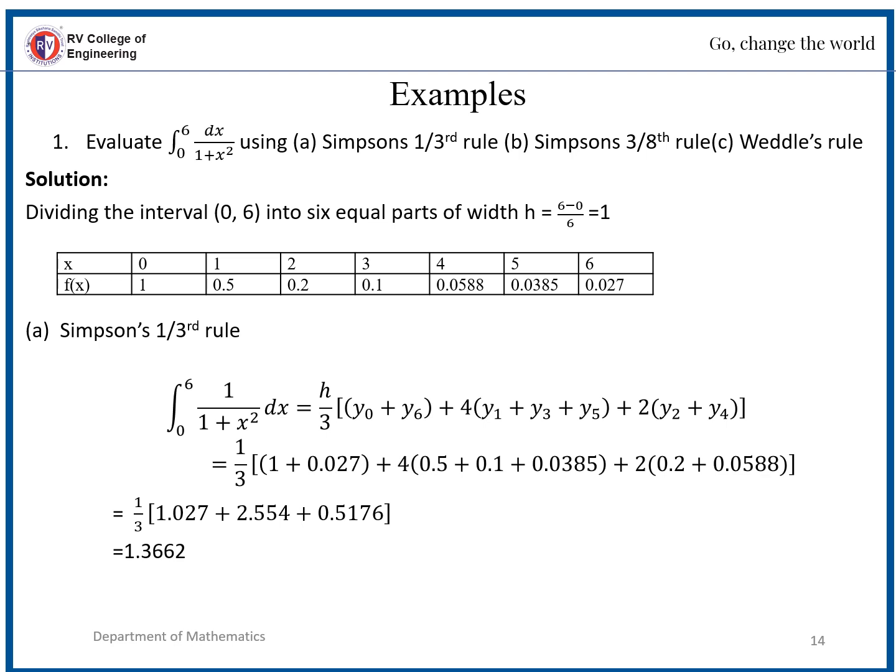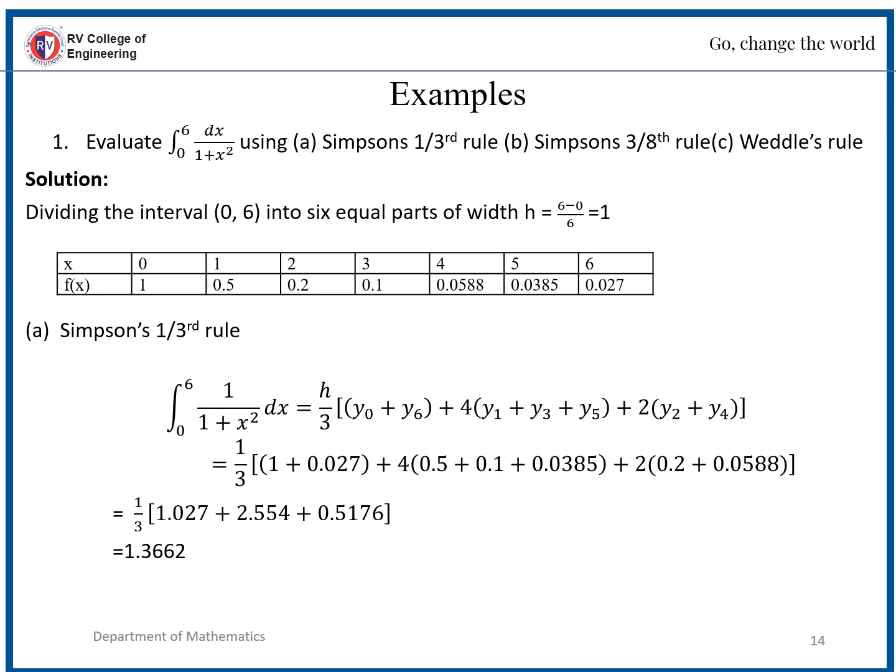We need to evaluate the given integral using Simpson's 1/3 rule. So let us do that first. The formula is h divided by 3 times, see, the first value plus the last value. You can look at the table given. The table has 7 values starting with x0, x1, x2, x3, x4, x5, x6. Corresponding y values are y0, y1, y2, y3, y4, y5, y6. The first value is y0, the last value is y6.